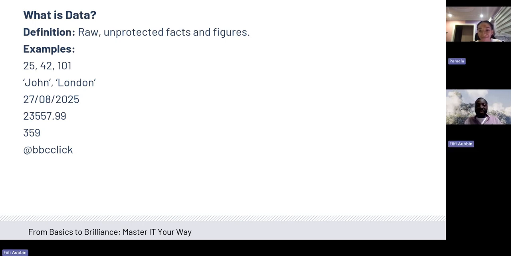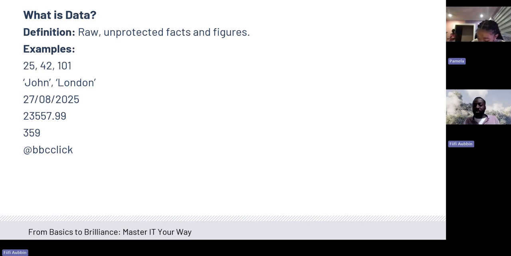Yes. So 25, 42, 101. Okay, what do these numbers mean? It can be money, it can be temperature, it can be distance. You are getting it now. So this is processing data to make information. That is it. So the raw, unprocessed facts and figures is what we term as data. Okay. So John, London. What does it mean? It means nothing. Does that make sense?